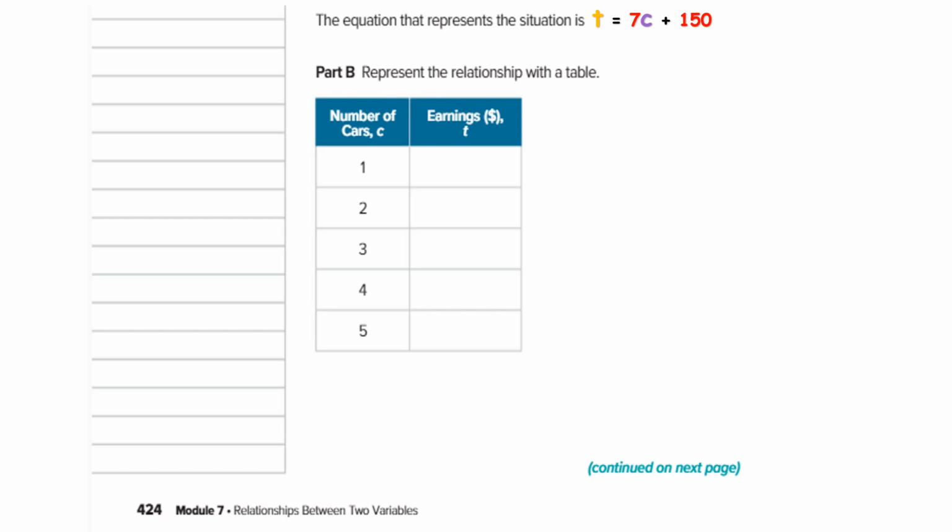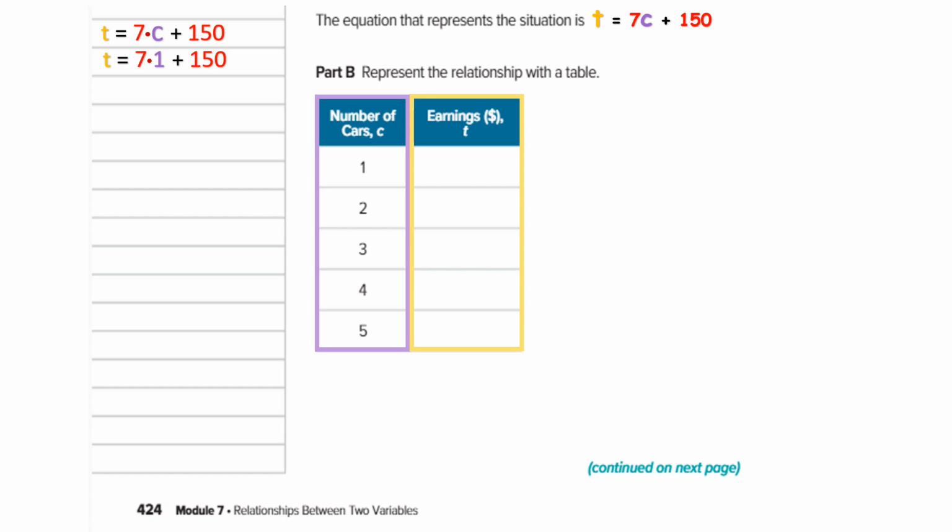If I know that that is my equation, then I can take every single step and figure out what my total is going to be equal to for each and every car that I wash. So I'm going to plug in for my independent variable, my cars, and I'm going to figure out how much I'm going to make if I wash just one car. So if I have T is equal to 7C plus 150, then that tells me to create the math problem showing my work that T is equal to 7 times 1 plus 150.